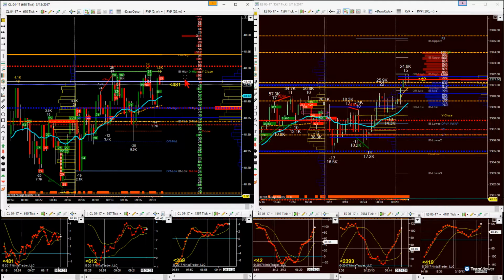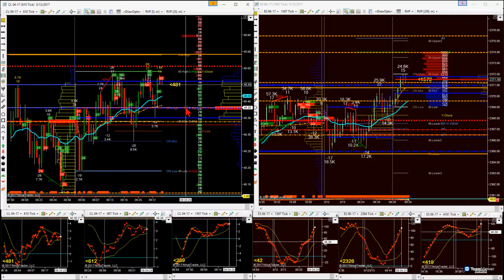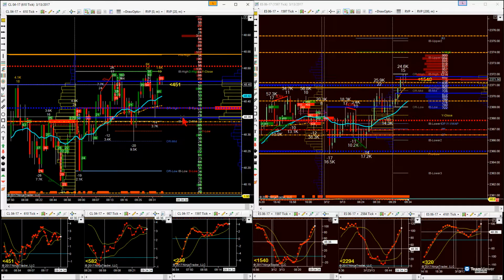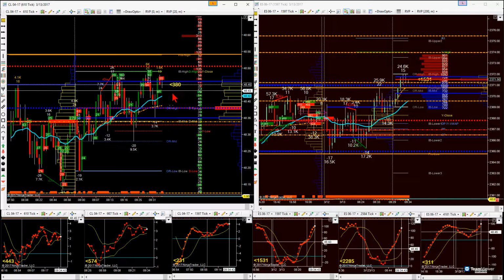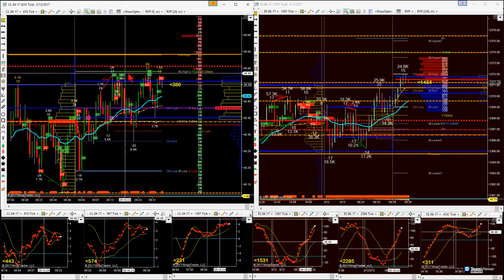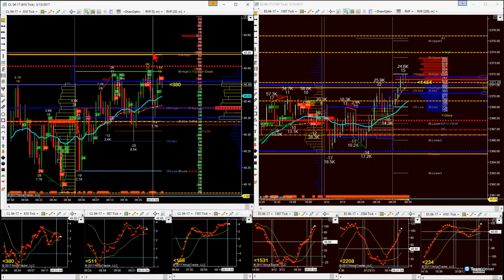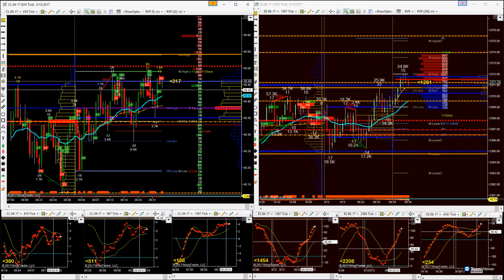Gotta be careful with the short here. I do like how it's setting up, but these pushes, this one came down to 35, so we'd have about 10 ticks to test this low. So I gotta be real careful with taking a short here. Looks like we should have left our trade on.